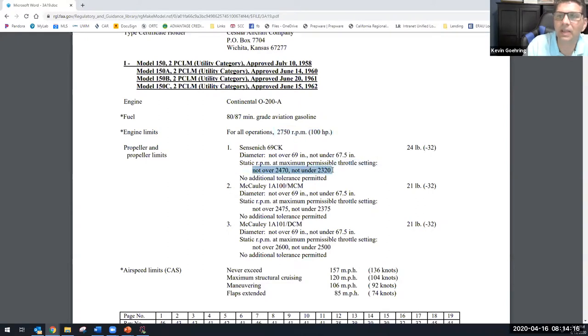So let's make the assumption that we know the engine is good, and I do a static RPM check and I get 2500. If I get 2500 out of this prop, it tells me that the pitch is not enough. It's too flat, too close to the zero pitch angle. And the other is true: if I know that the engine is producing 100 horsepower and I get under 2320, it tells me somebody's put too much pitch in that propeller.